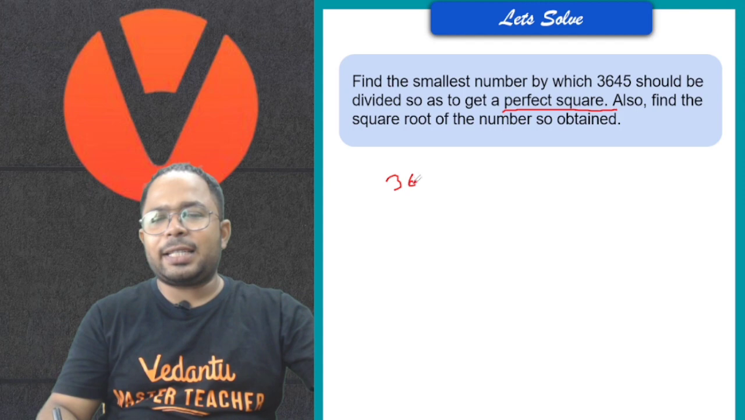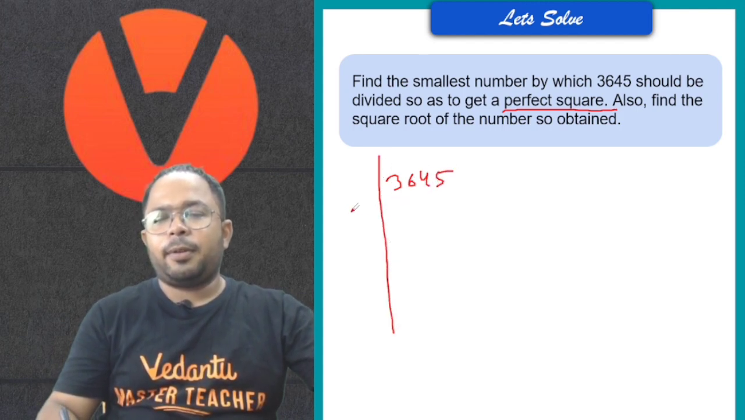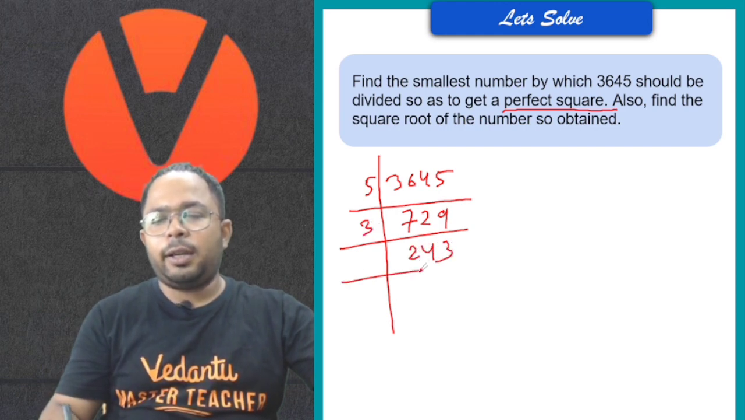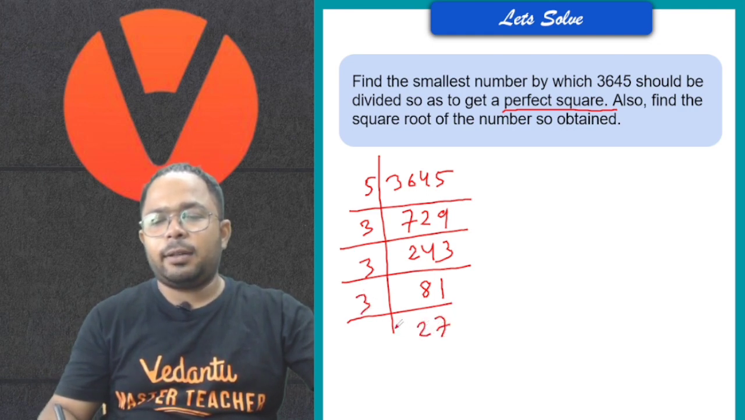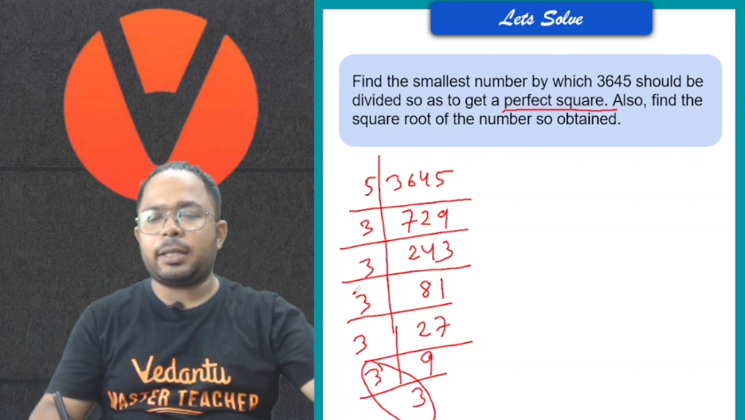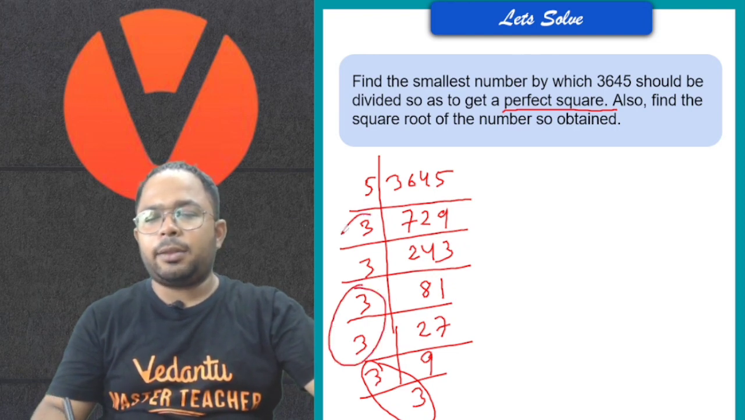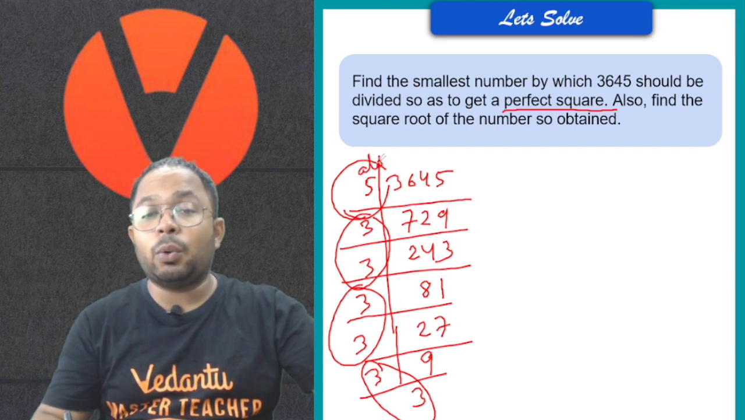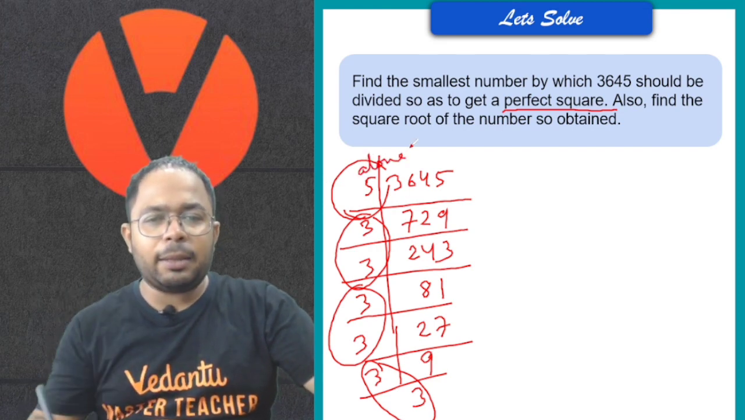3645. Let's do the prime factorization here. 5 7s are 35, 5 2s are 10, 5 9s are 45. And once again 3 243, 3 81, 3 27, 3 9s are, and 3 3s are. So if you make pairs, 3 3 a pair is there, 3 3 pair is there, 3 3 pair is there. What is the villain here? This 5 is alone. This is the only problem it is creating.